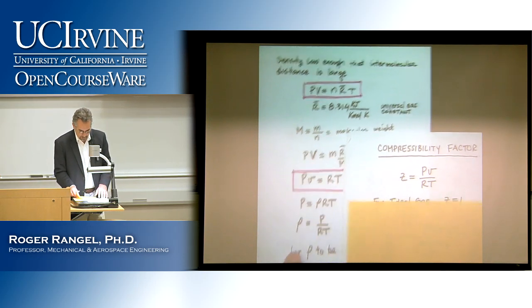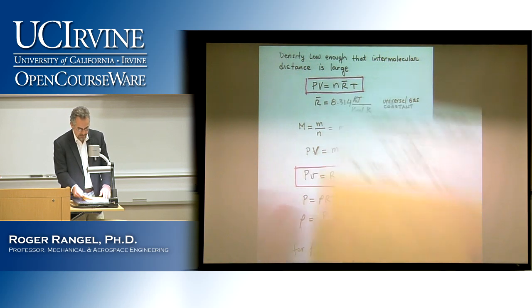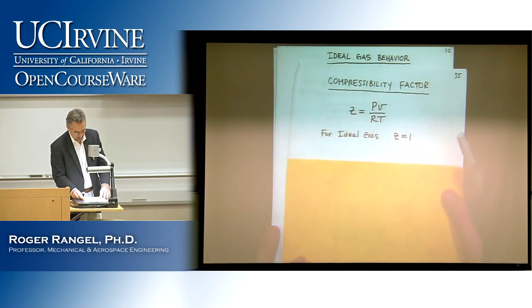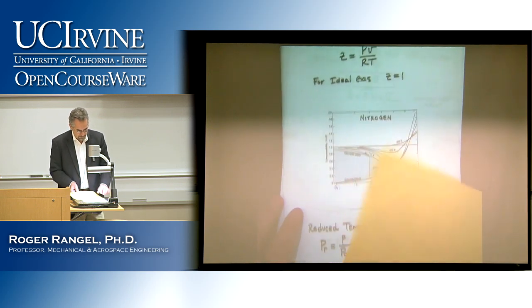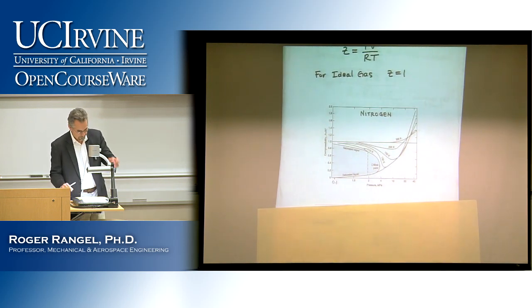So what she said, of course, is this. For an ideal gas, Z is equal to 1. So you have then charts like this. Here's nitrogen, which we were talking about.